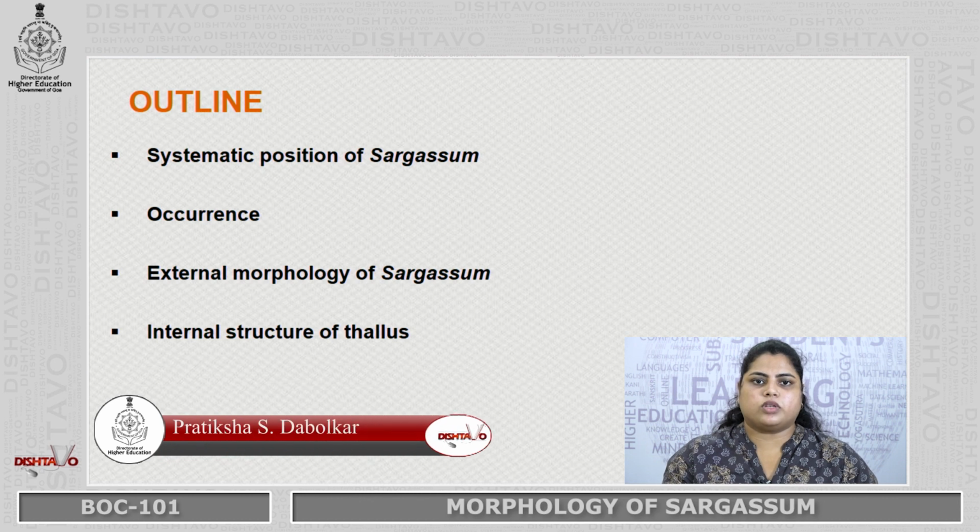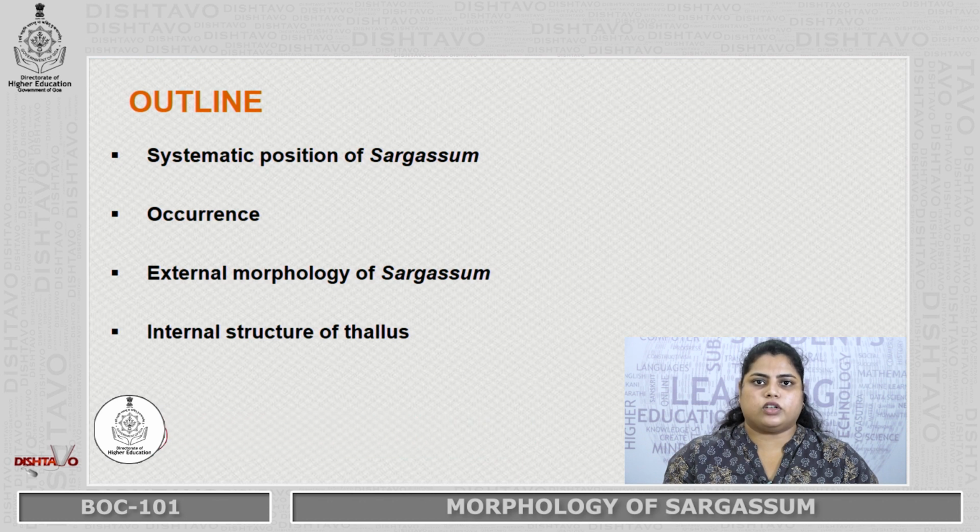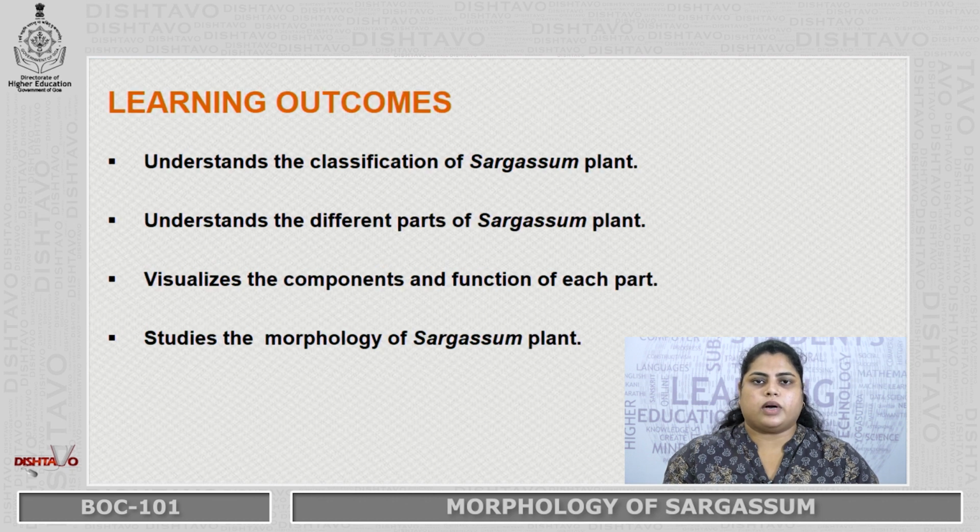This module focuses on the systematic position of Sargassum, the occurrence, external morphology of Sargassum and the internal structure of the thallus. By the end of this session, the learner would be able to understand the classification of Sargassum plant, the different parts of Sargassum plant, would be able to visualize the components and functions of each part and study the morphology of Sargassum plant.